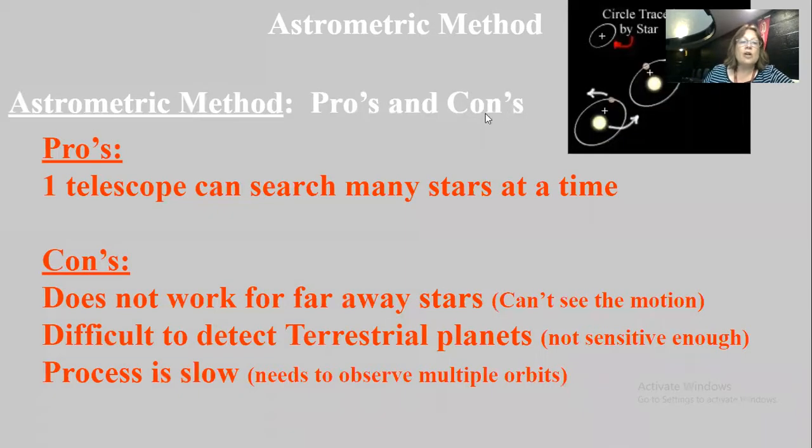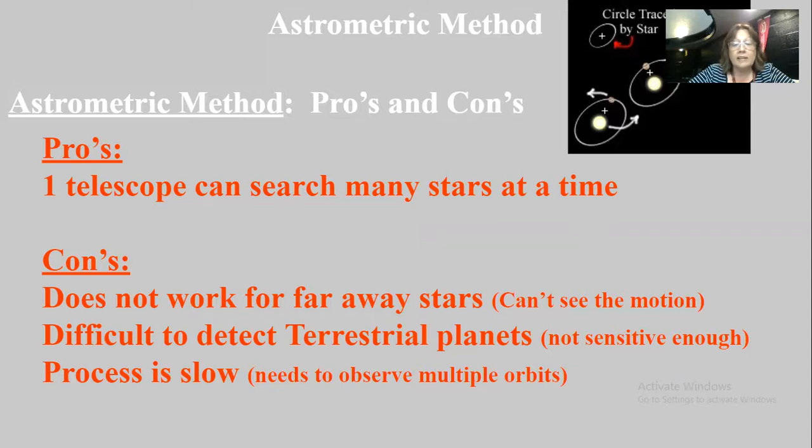All right, so there are some positives and negatives to this way of searching for exoplanets. One positive is that one telescope can search many stars at a time. That's because they can take a series of photographs and then compare the positions of the stars. And if they see a star has wobbled out of position, that gives them the idea that there might be a planet there.